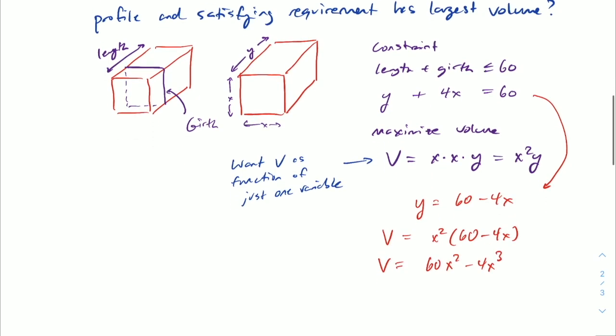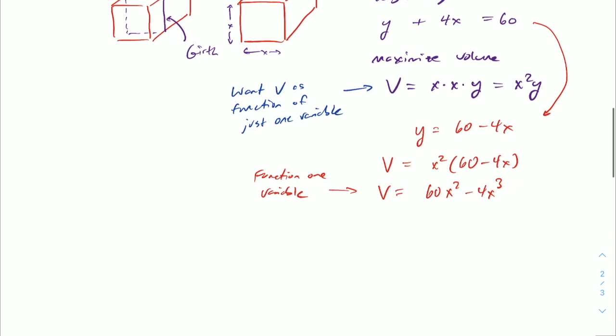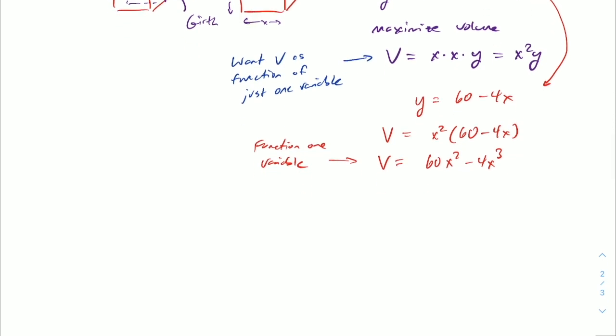Okay, so this is good. This is a function of one variable. Now we can use the derivative to find what x value maximizes this function. If I take the derivative, I get 120x minus 12x squared. Set that equal to 0. Let's pull out the GCD. We'll get 12x times 10 minus x equals 0. There are two zeros here, x equals 0, and 10 minus x equals 0, or x equals 10.